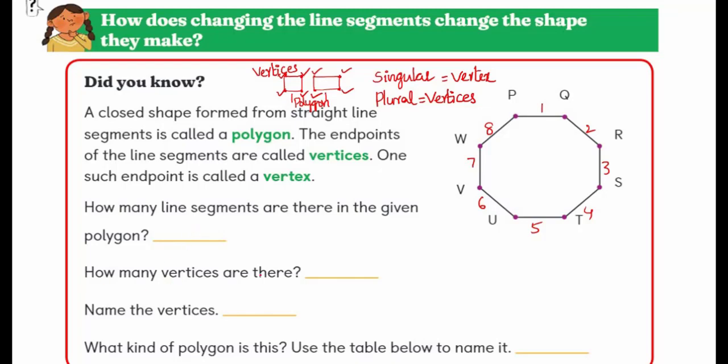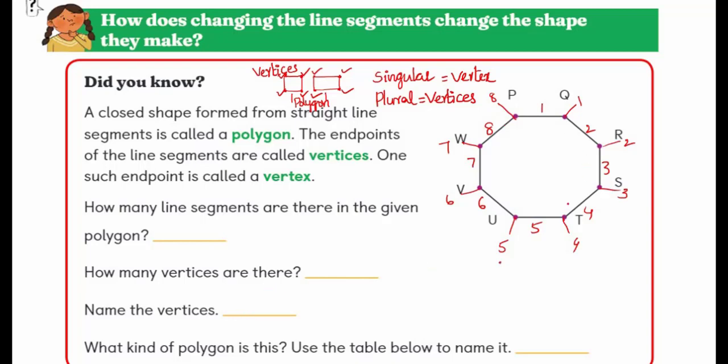And how many vertices are there? What is the definition of vertices? The endpoints of the line segment are called vertices. Count the number of endpoints, children. 1, 2, 3, 4, 5, 6, 7 and 8. How many vertices are there? 8. Name the vertices, children. You have to name the vertices.